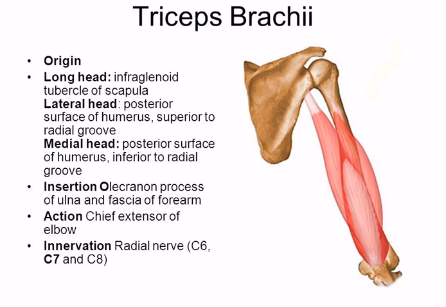Triceps brachii. Origin: long head, infraglenoid tubercle of scapula; lateral head, posterior surface of humerus, superior to radial groove; medial head, posterior surface of humerus, inferior to radial groove. Insertion: olecranon process of ulna and fascia of forearm. Action: chief extensor of elbow. Innervation: radial nerve, C6, C7 and C8.